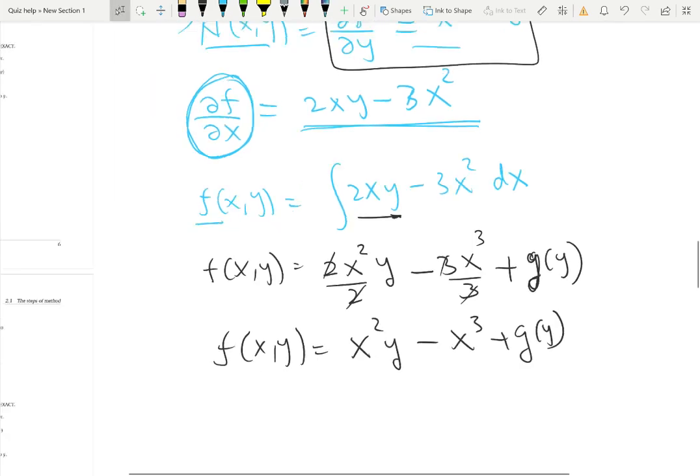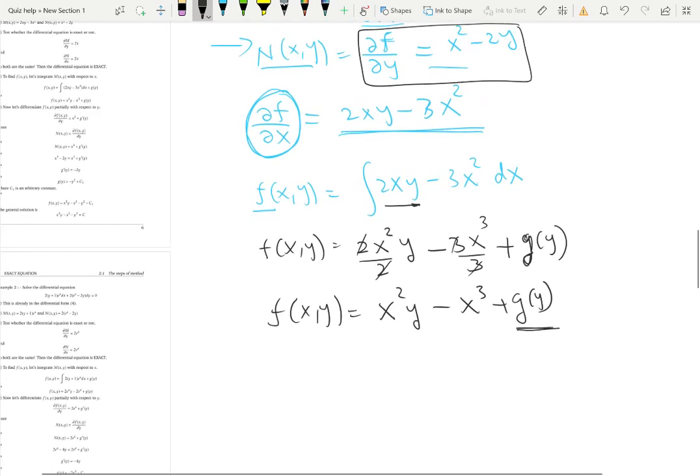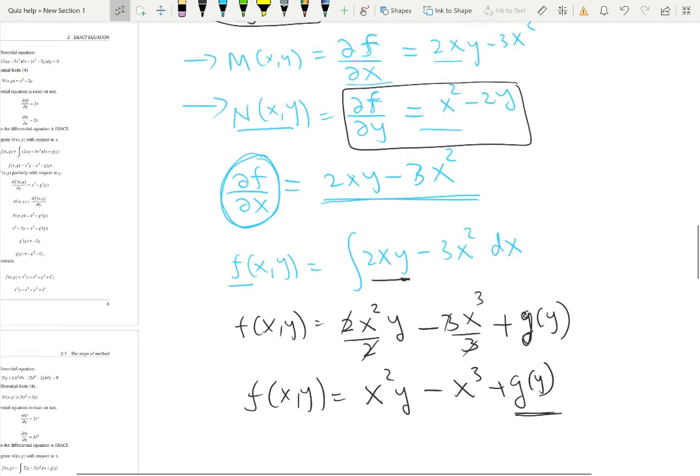Alright, now we are almost done with the problem because we found f, but we don't know g. How can we find g? That's the crucial part. How can we find g? We used the one fact here. Now let's use the other fact.